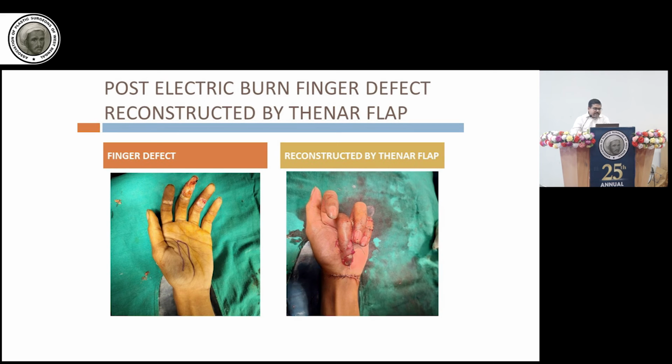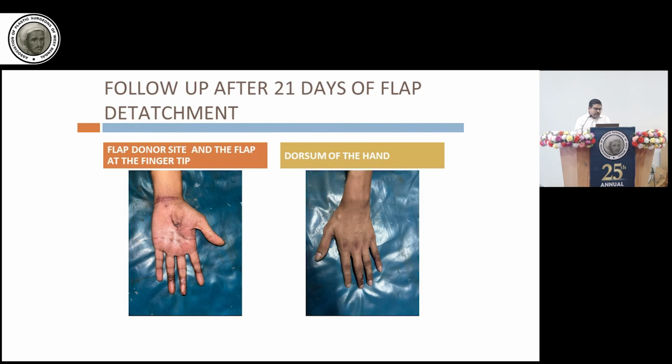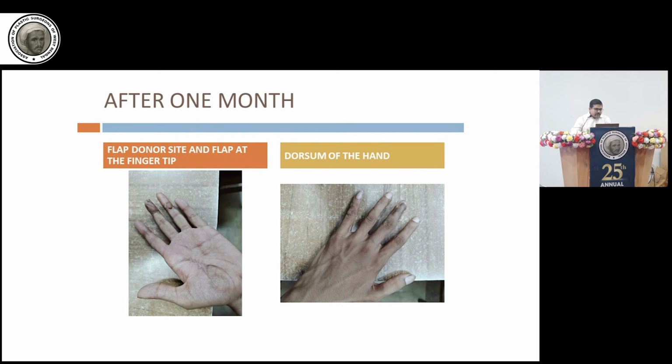3 patients in this series developed partial flap necrosis, less than 1/3 of the flap, managed by regular dressing followed by FTSG. 1 patient developed complete necrosis who required another flap cover. All the patients showed good functional recovery and early return to work, excellent aesthetic outcome and minimum donor site morbidity. Now the first case: picture of the defect and cannard flap reconstruction.